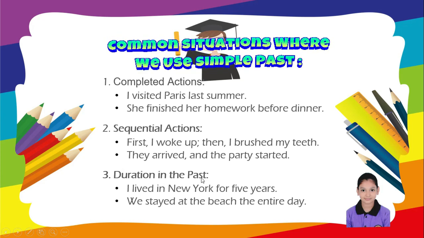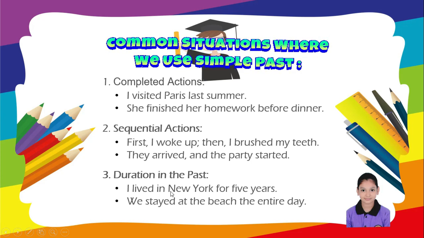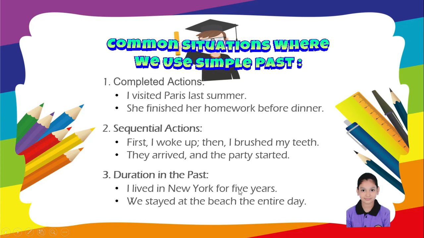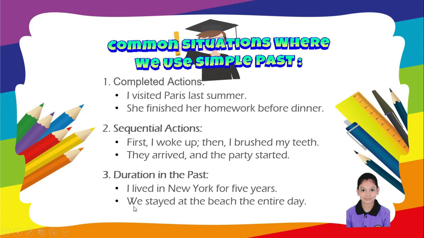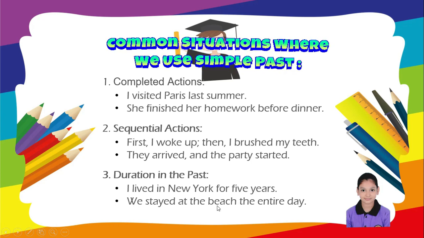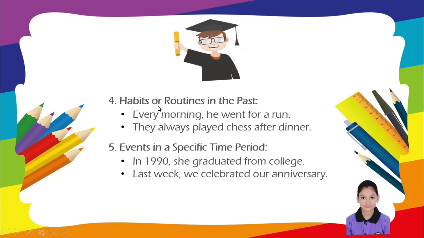Duration in the past. I lived in New York for 5 years. We stayed at the beach the entire day. Habits or routines in the past. Every morning he went for a run. They always played chess after dinner.